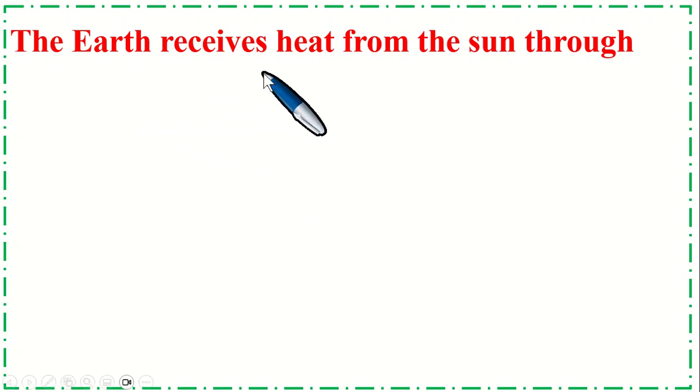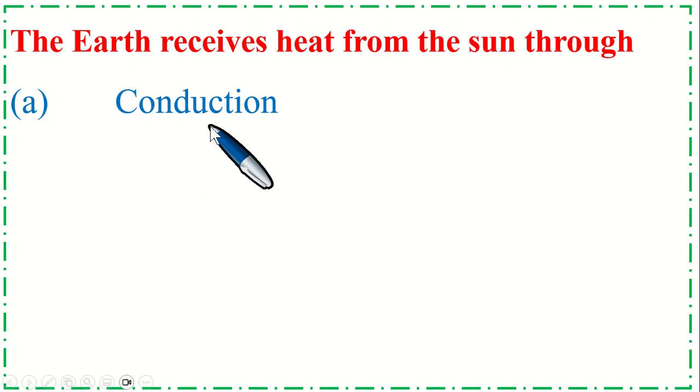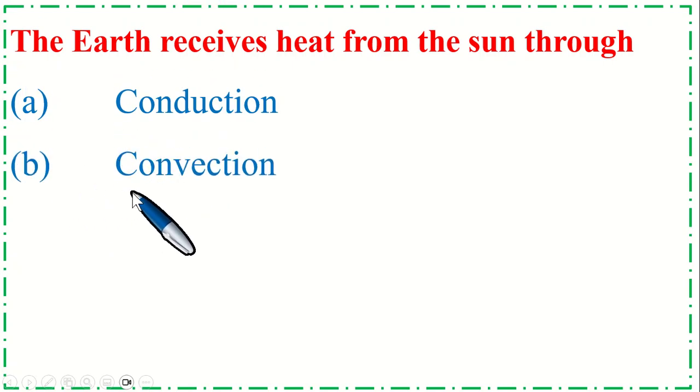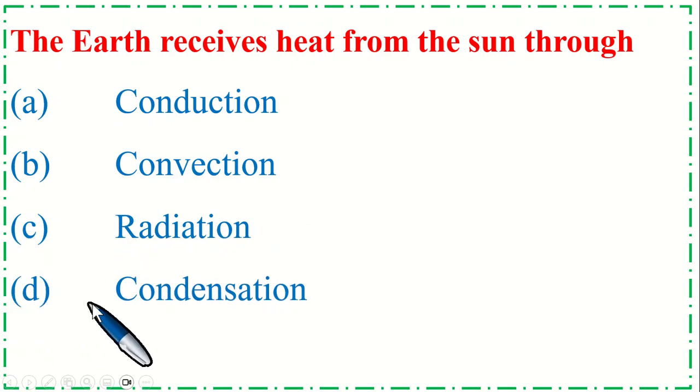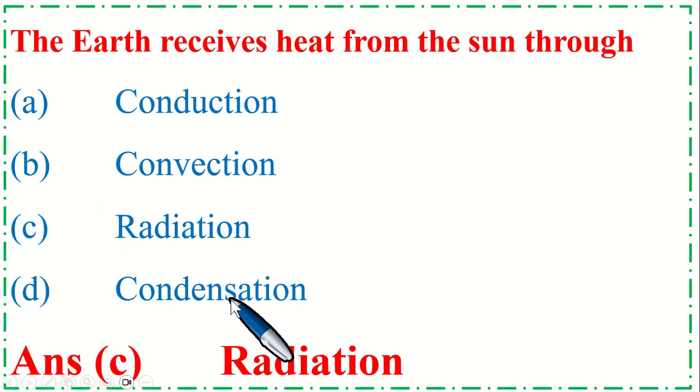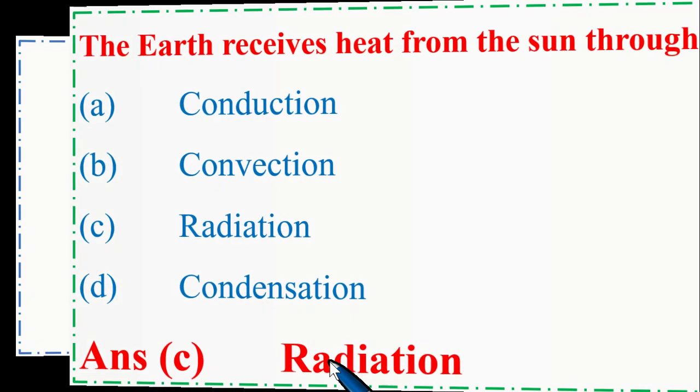The earth receives heat from the sun through option A, conduction. B, convection. C, radiation. And option D, condensation. So the correct option is C, radiation.